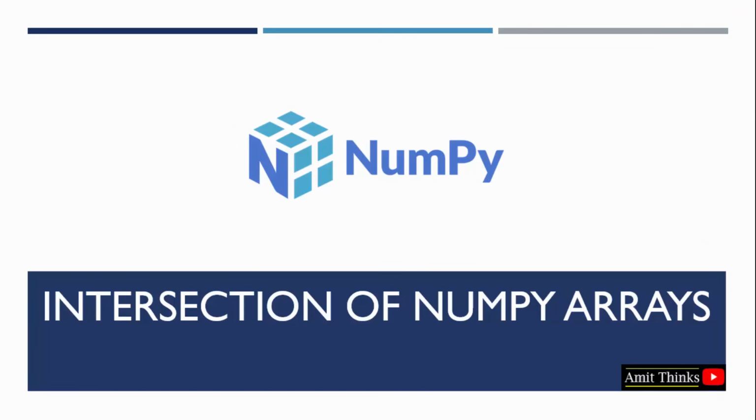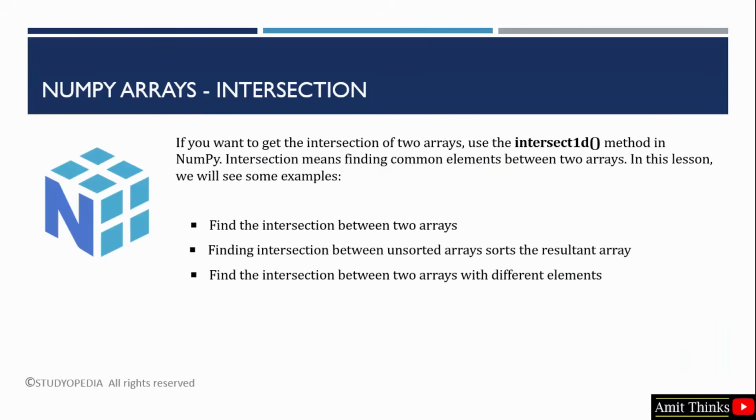In this lesson we will learn how to get the intersection of two arrays. For that we will use the intersect1d method, and we will also work around some examples. At first we should know what is intersection. Intersection means finding common elements between two arrays. So you can easily do that using the intersect1d method. We will see some examples.